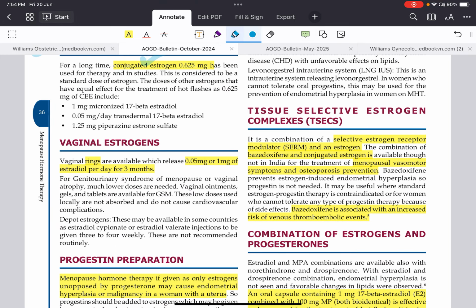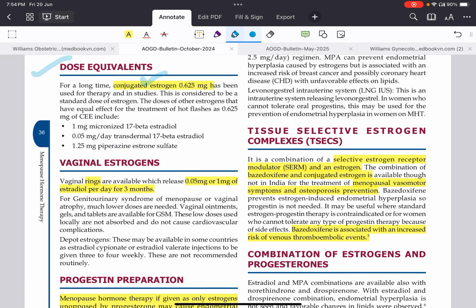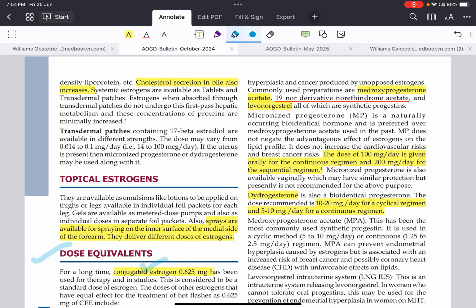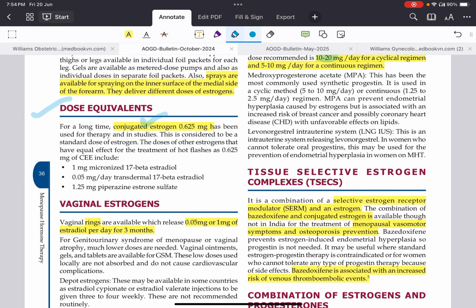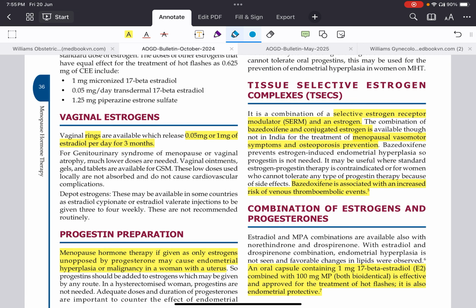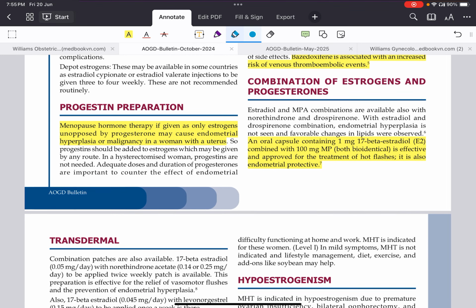Okay, vaginal estrogens are given in the form of rings and creams. Progesterone therapy is also given. Dihydrogesterone 10 to 20 milligrams can be given in cyclical or in continuous form. There is TSEC: you will give estrogen and also bazedoxifene, that is a SERM, selective estrogen receptor modulator. A combination of estrogen and progesterone is also available.